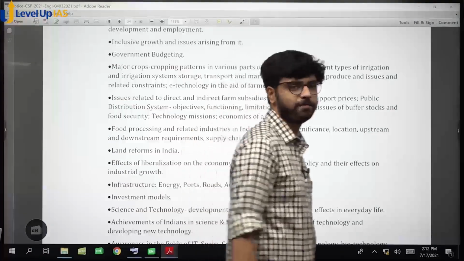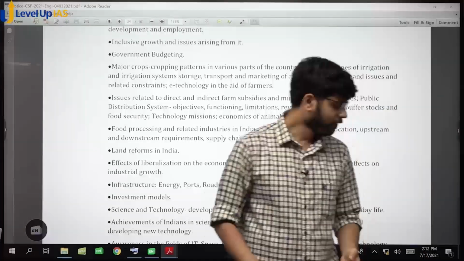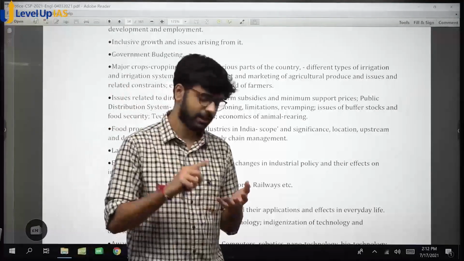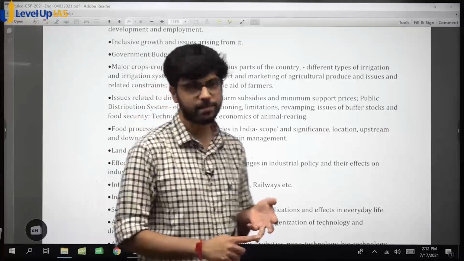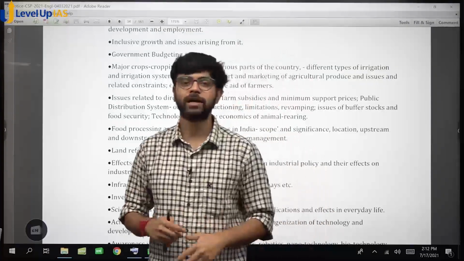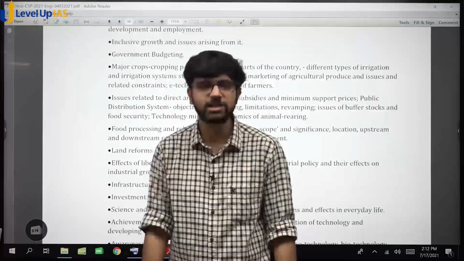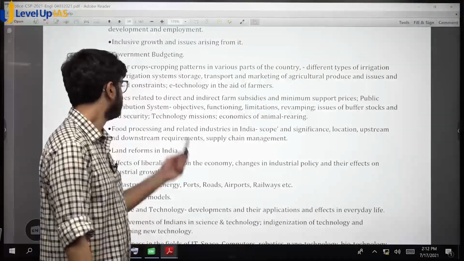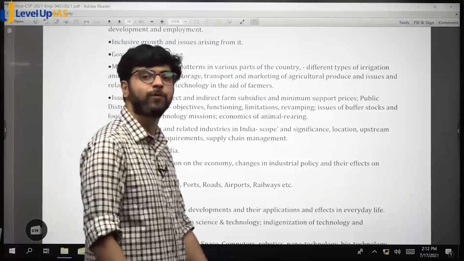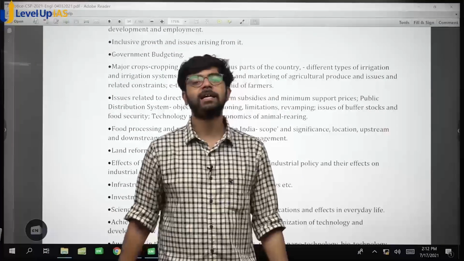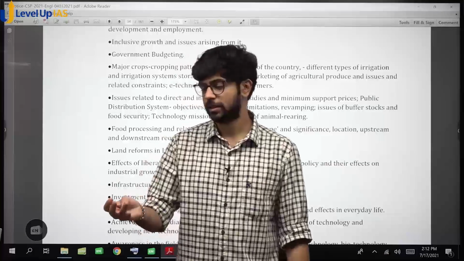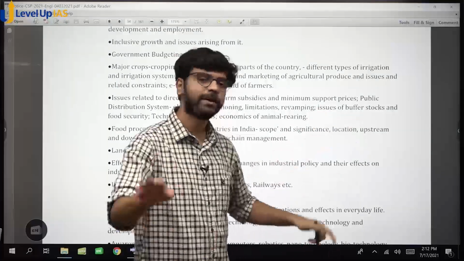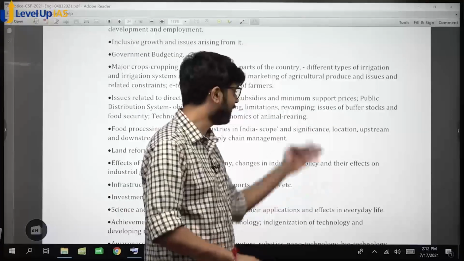What was the fourth point? Major crops, cropping patterns in various parts of the country. Then, irrigation and irrigation systems, storage, transport, marketing of agricultural produce and issues and related constraints, e-technology in the aid of farmers. Yes or no? Right? What is the fifth point? Issues of direct and indirect farm subsidies and minimum support price. Very important. If you skip this, see, all the questions are surrounded on MSP. So don't dare. It is very important.